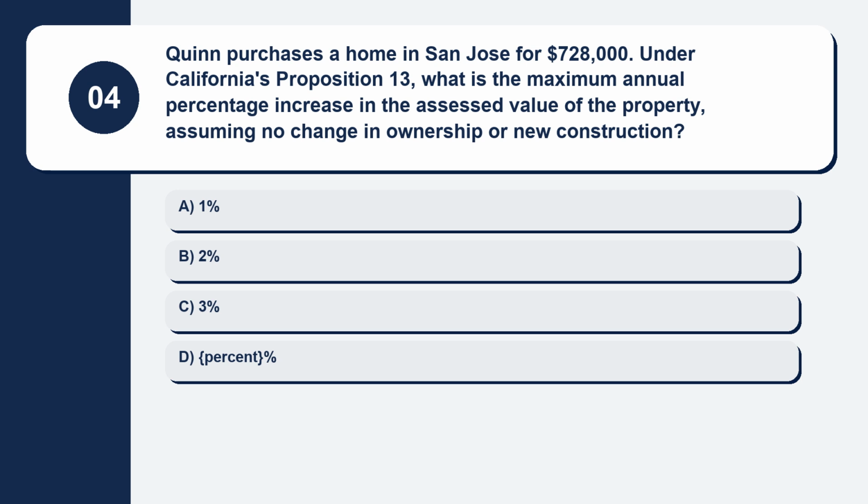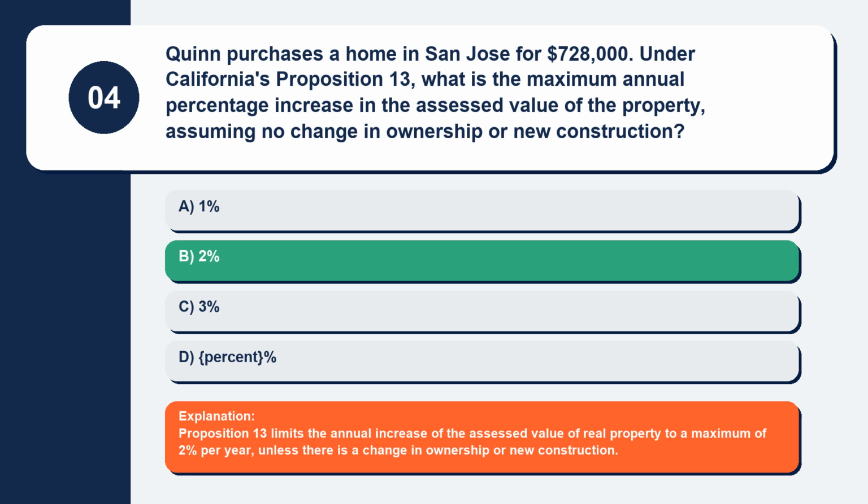Question 4. Quinn purchases a home in San Jose for $728,000. Under California's Proposition 13, what is the maximum annual percentage increase in the assessed value of the property, assuming no change in ownership or new construction? Here are your options. Option A, 1%. Option B, 2%. Option C, 3%. Option D, 5 percent. The correct answer is option B, 2%.